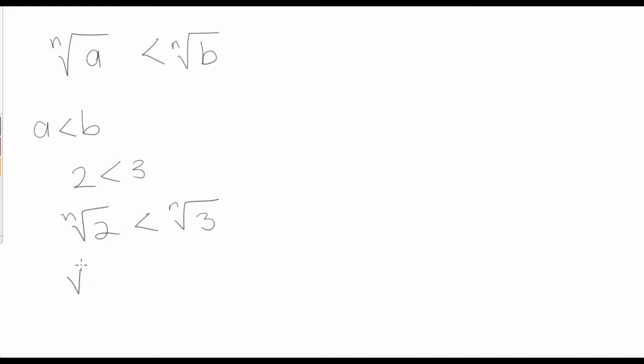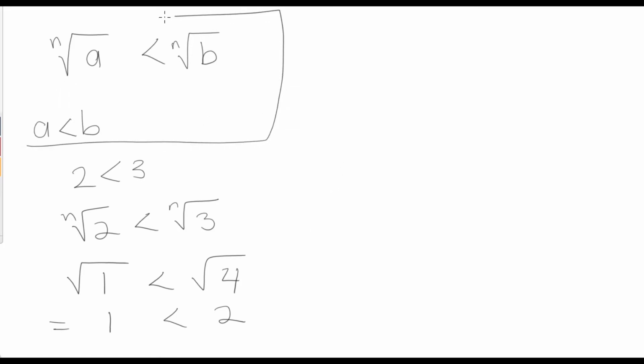So using another example, this says that the square root of 1 is going to be less than the square root of 4 because 1 is less than 4. And we know this to be true because the square root of 1 is 1 and the square root of 4 is equal to 2. So this is essentially going to be what we're going to use to estimate any surd that we come across.